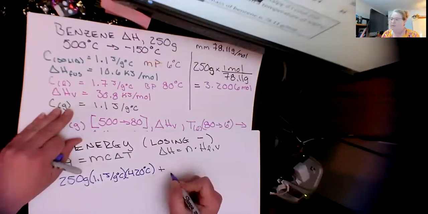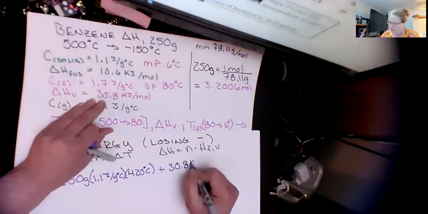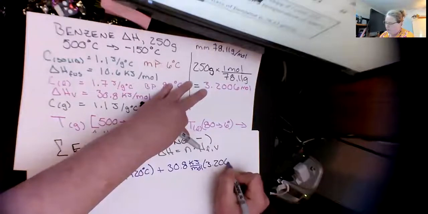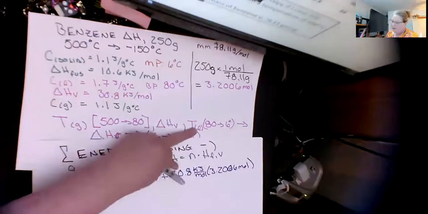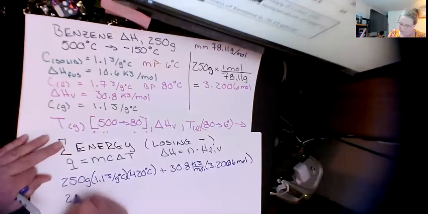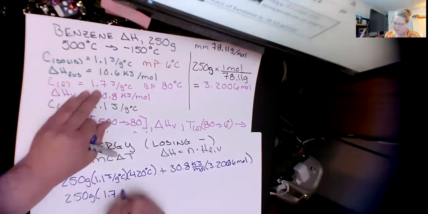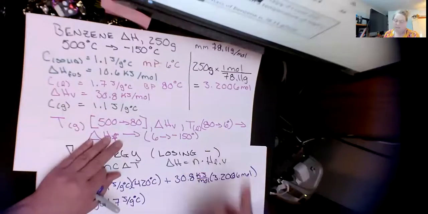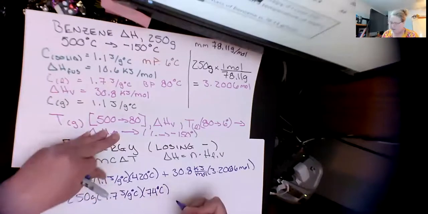So now we're going to get to our delta H piece, and our delta H is this 30.8 kilojoules per mole times, well, we did the math for how many moles, 3.2006 moles. And then what next? Now my liquid, so my 250 grams times my specific heat for the liquid is this 1.8 or 1.7 joules per gram degree C. Times, let's see, what's happening at my liquid. We said my temperature range is this 80 to 6 degrees, so that's 74 degrees C. Cool. So I have my MC delta T.